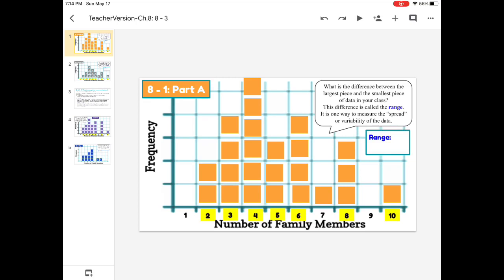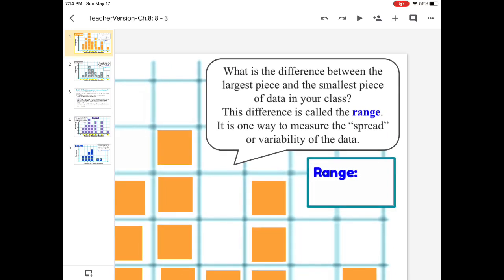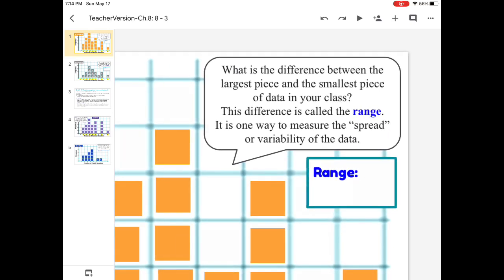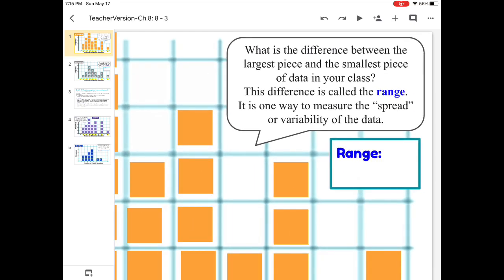Okay, let's go ahead and take a look at the first part of the problem. Part A says, what is the difference between the largest piece and the smallest piece of the data in your class? This difference is called a range. It is one way to measure the spread or the variability of the data.